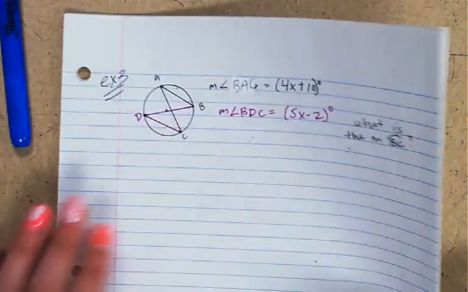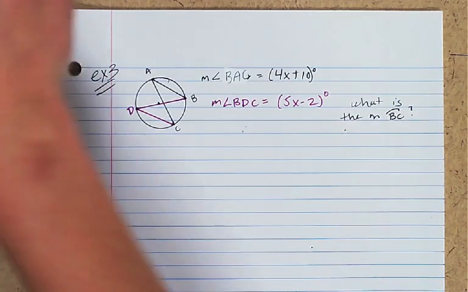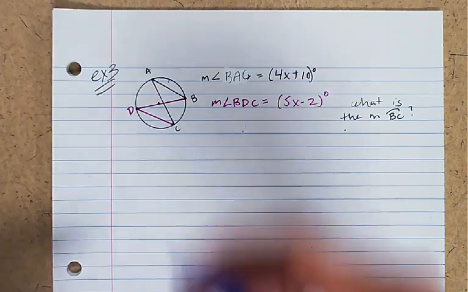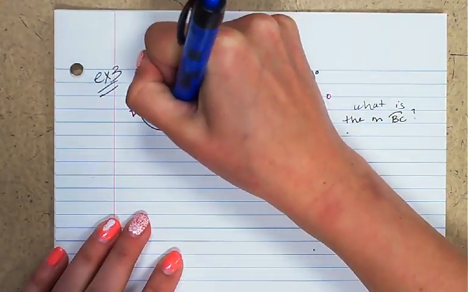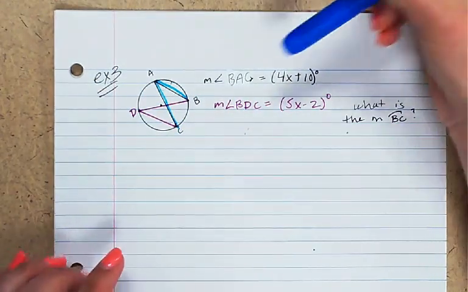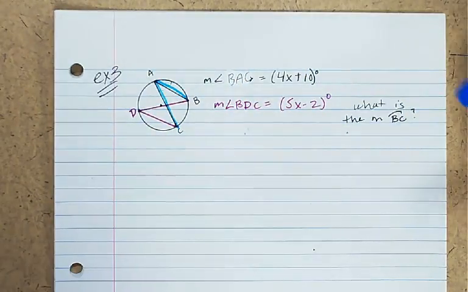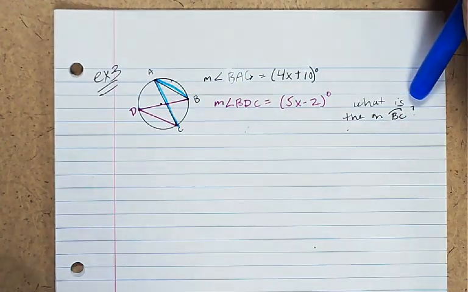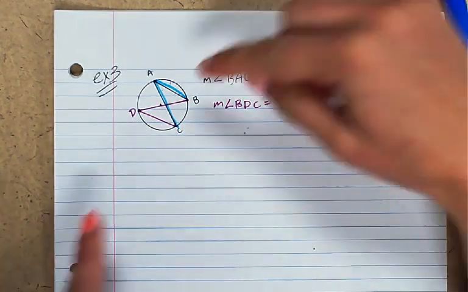Okay, last one, example 3. It says the measure of angle BAC, so that's this, oh, you can't really see it very well, I'll highlight it. This angle here is 4x plus 10. Then it says that the measure of angle BDC is 5x minus 2. And eventually we're going to find a measure of arc BC. So before we do that, we have to solve for x.